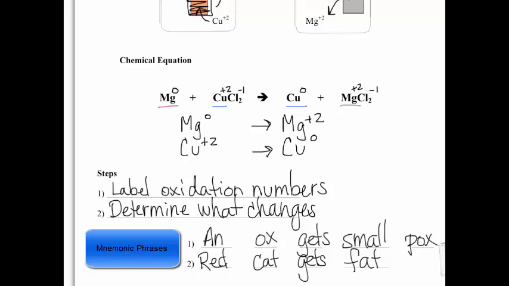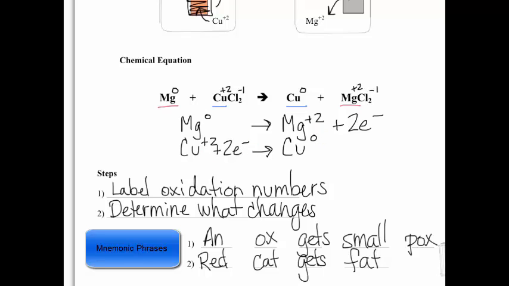We're going to put the electrons on the side where the charge is higher, because the electrons are going to lower the charge on that side of the reaction. So for magnesium, that means it's going to go on the product side, and I'm going to need 2 electrons in order to make the total charge on this side 0, just as it is on this side. For copper, however, since the charge is higher on the reactant side, I'm going to put my electrons on that side. And now its total charge on this side is 0, just as it is on this side.